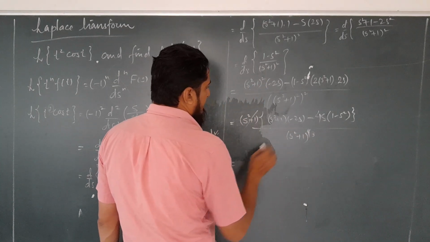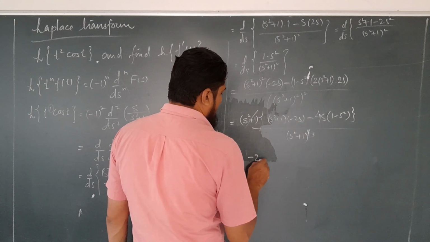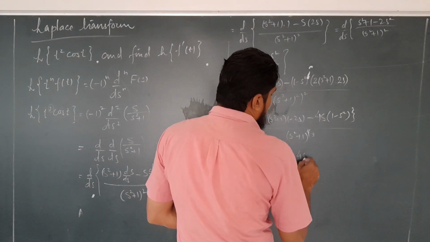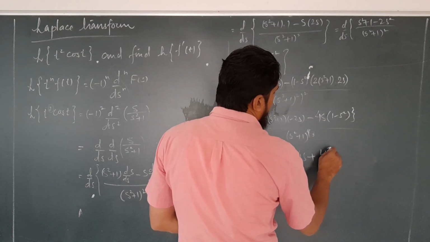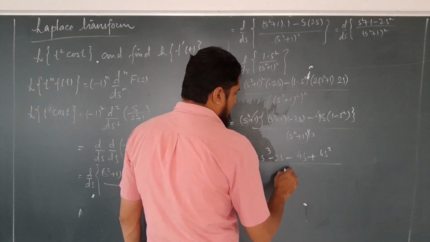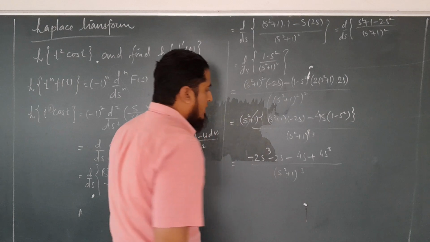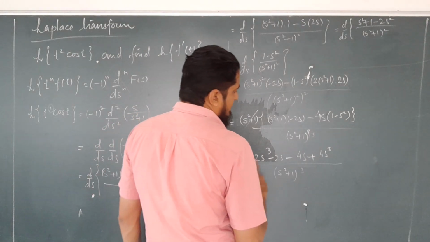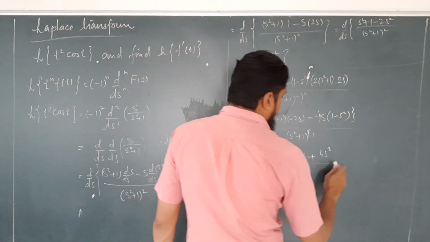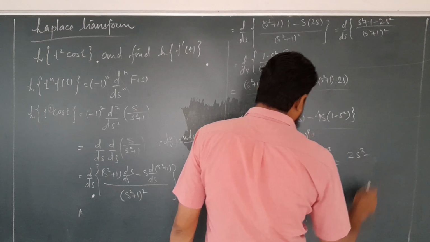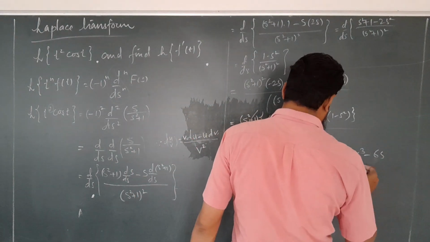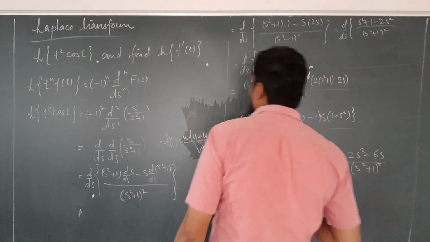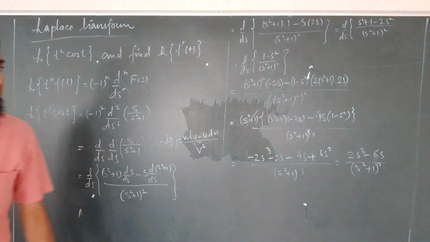So we will write minus 2s cube minus 2s minus 4s minus 4s minus 1 will become plus 4s cube. Correct. And this becomes (s square plus 1) cube. Now we have 2s minus 4s minus 2s cube and plus 4s cube. We will get 2s cube minus 6s upon (s square plus 1) bracket cube. It is the Laplace transform of t square cos t. Correct.